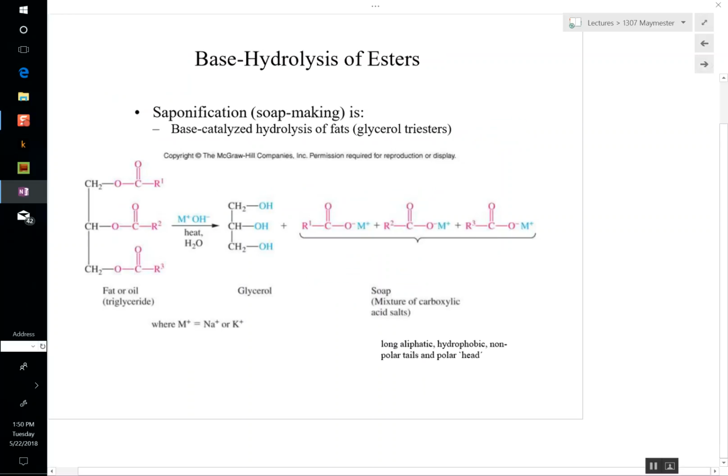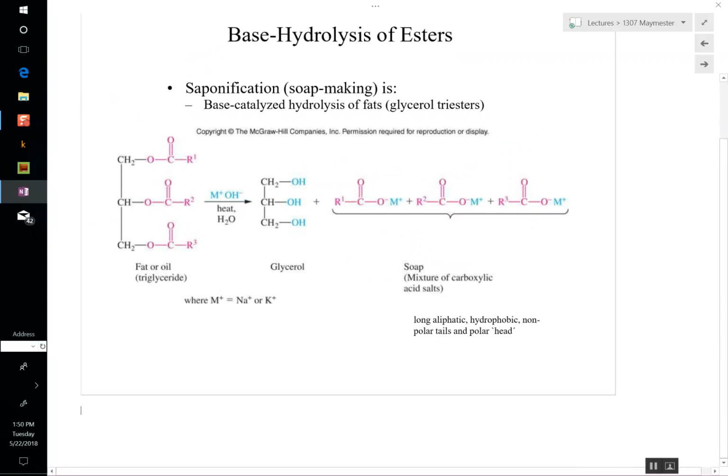So, if you take that, let's make this a little bit bigger. Let's change it. That M is right there. That M is saying you got a metal, either sodium or potassium. Let's just make that sodium. 3 sodiums. And so you're going to get a sodium there, and a sodium there. These are the soap molecules. The sodium salt of the fatty acids.